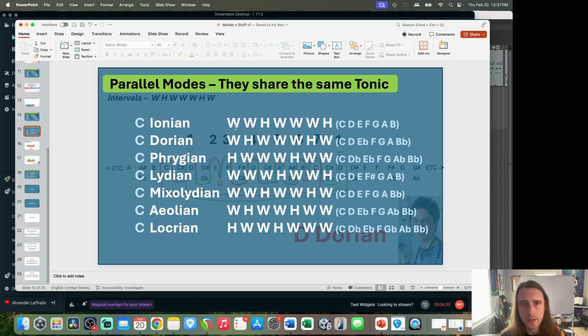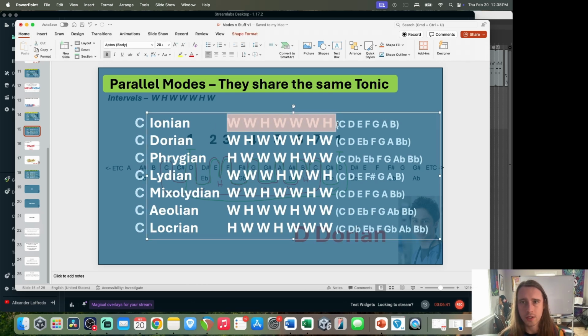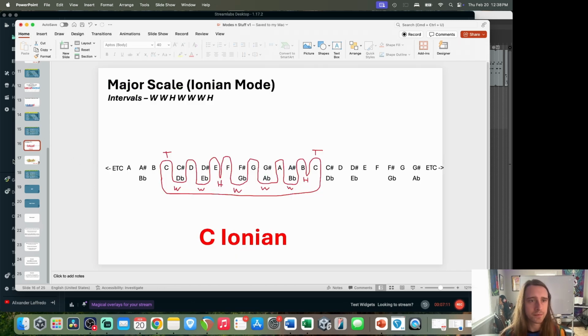And so C Ionian, which is our major, is still C, D, E, F, G, A, B. C Dorian is C, D, E flat, F, G, A, B flat, because everything shifted over. And the Phrygian, C, D flat, E flat, F, G, A flat, B flat. C Lydian, C, D, E, F sharp, G, A, B. C Mixolydian, C, D, E, F, G, A, B flat. C Aeolian, C, D, E flat, F, G, A flat, B flat. And then finally C Locrian is C, D flat, E flat, F, G flat, A flat, B flat, right?